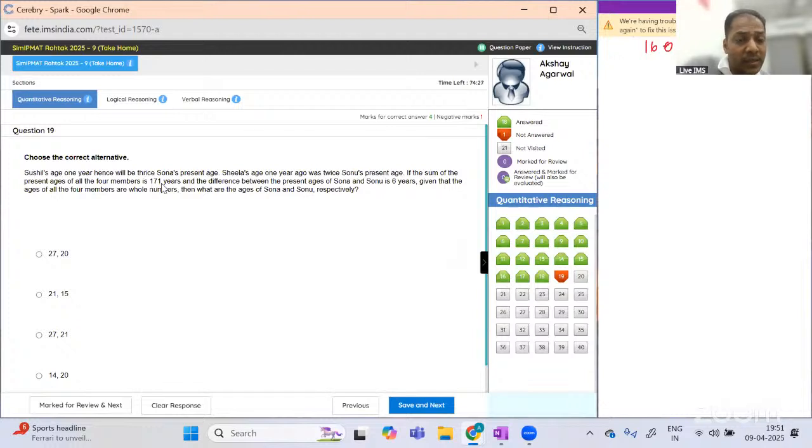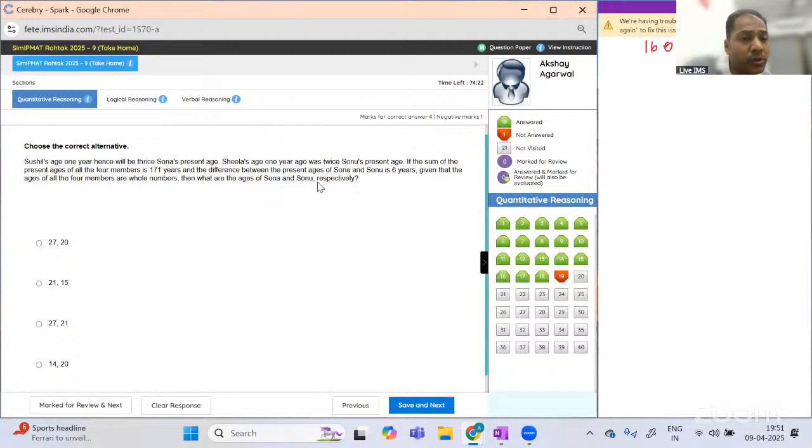Sunil's age 1 year hence will be thrice Sona's present age. Sheila's age 1 year ago was twice Sonu's present age. The sum of the present ages is 171.